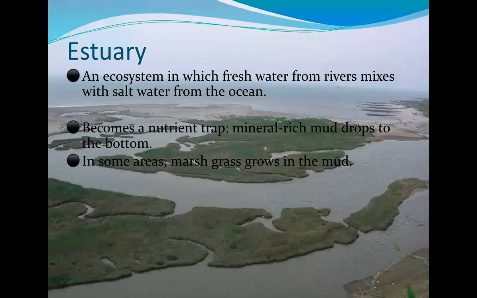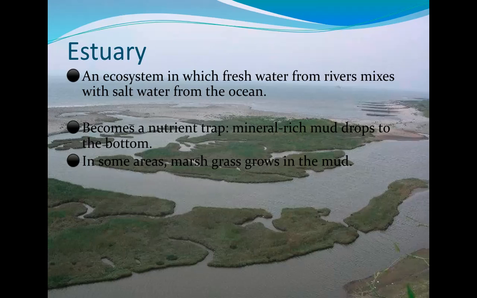So what is an estuary? It's an ecosystem in which fresh water from rivers mixes with salt water from the ocean. So way back in the beginning of this unit, when we talked about the water cycle, also known as the hydrological cycle, we talked about the earth and the water that we find on earth. Do we have more salt water or more fresh water? Salt water, that's right, okay? So a lot more salt water. So we see that in the oceans.